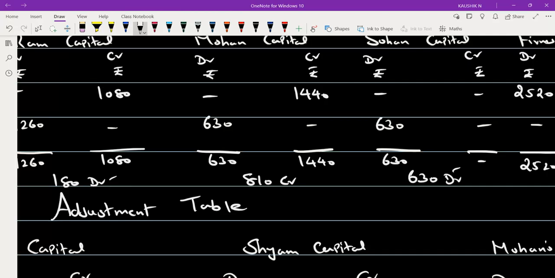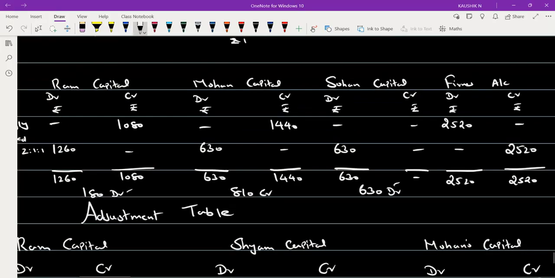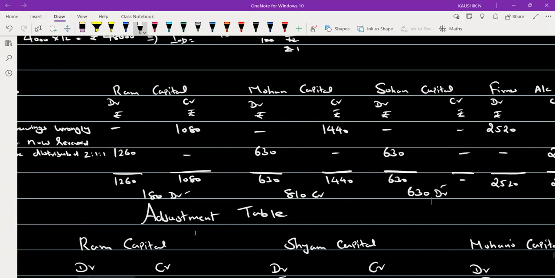Yes. So you'll frame the entry in such a way that Ram's capital account will be debited with the value of rupees 180, Sohan's capital account will be debited with the value of rupees 630, to Mohan's capital account with the value of rupees 810, and thereby you'll close the entries. Got it? Able to understand? If you're completed, tell me. We'll move on to the next one.